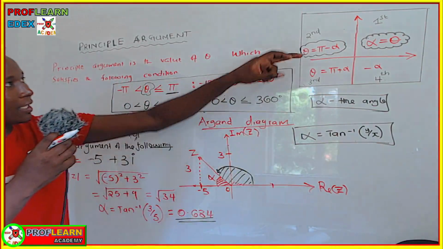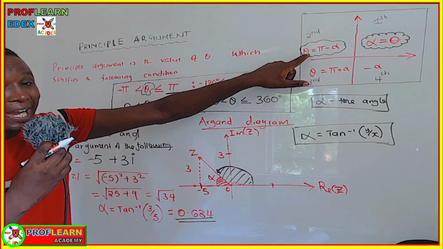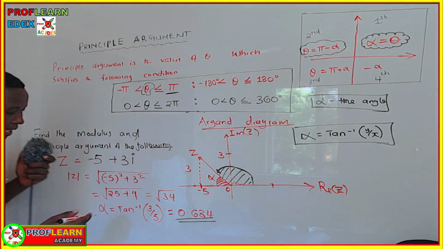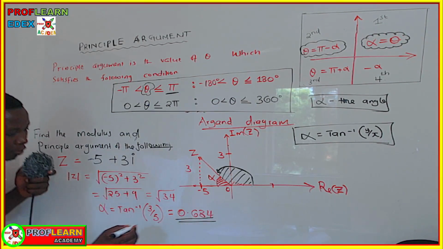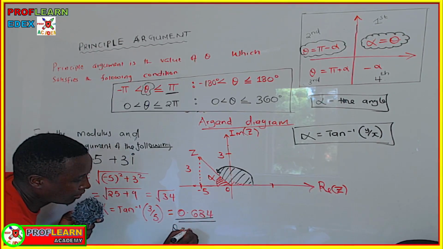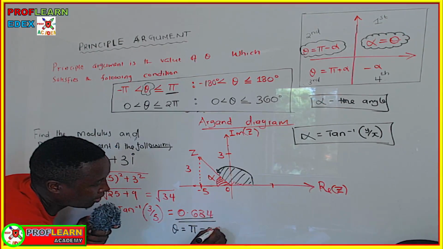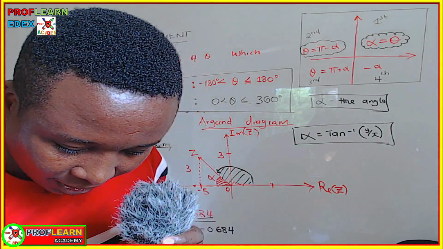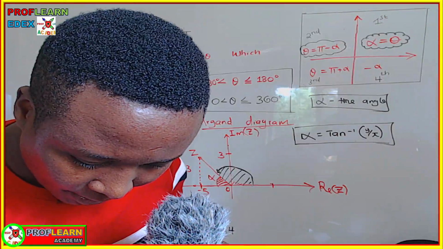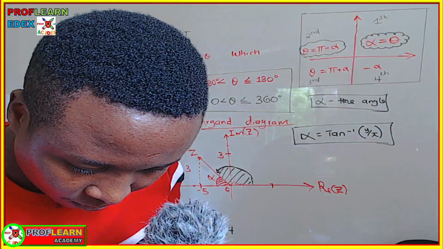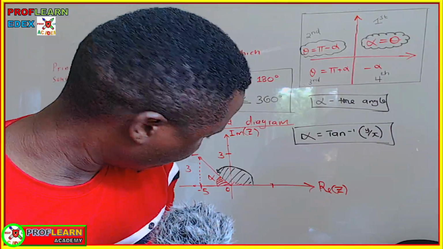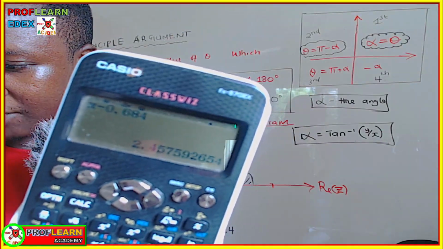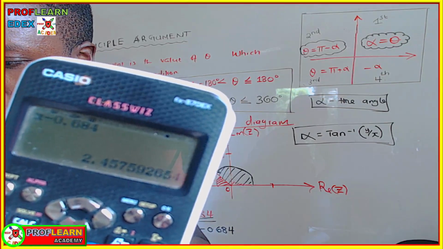That's why I wrote that in the second quadrant, the principal argument is obtained by pi minus the angle you get, and that's why I ignored the sign of the 5. So the principal argument is pi minus 0.684. If I put that in my calculator, I get the value 2.457. If I round off, it becomes 2.458.